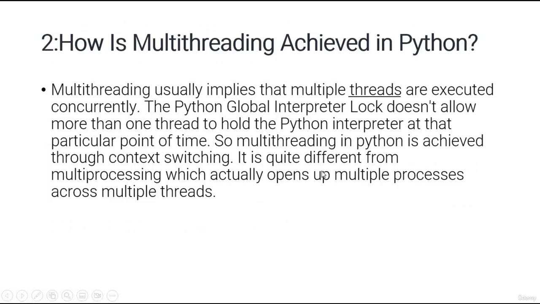Let's move on. How is multi-threading achieved in Python? This is one of the most asked questions in interviews. Multi-threading usually implies that multiple threads are executed concurrently, but the Python global interpreter lock doesn't allow more than one thread to hold the Python interpreter. So for that we use context switching, and it is also quite different from multiprocessing. So let's move on to question number 3.